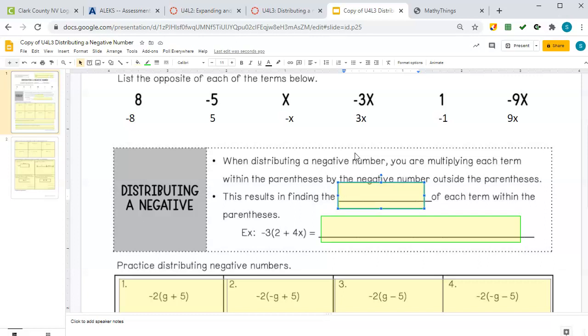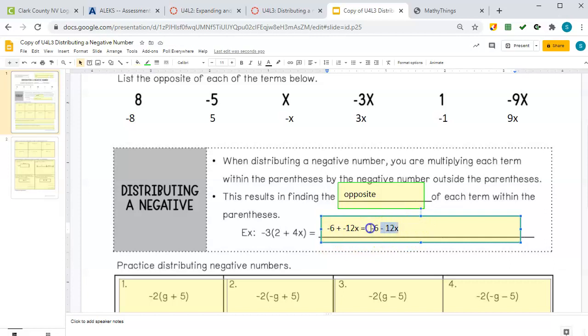This results in finding the opposite of each term within the parentheses. So here we have negative 3 times 2. Well, that is negative 6. Here we have negative 3 times 4x. So that's going to be negative 12x. But anytime we're adding a negative, that's the same as subtracting. So you could think of that as negative 6 minus 12x. Whenever we're adding a negative, remember that's the same as subtracting.